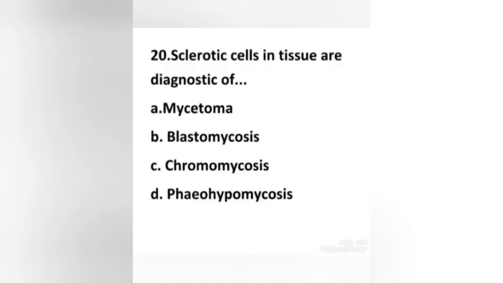Next question. Sclerotic cells in tissue are diagnostic of mycetoma, blastomycosis, chromomycosis, phaeohyphomycosis. Here the right answer is option C, chromomycosis. Chromoblastomycosis is a chronic fungal infection of the skin and subcutaneous tissue. The infection usually results from a traumatic injury and inoculation of microorganisms from a specific group of dematiaceous fungi. So sclerotic cells in tissue are diagnostic features of chromomycosis.